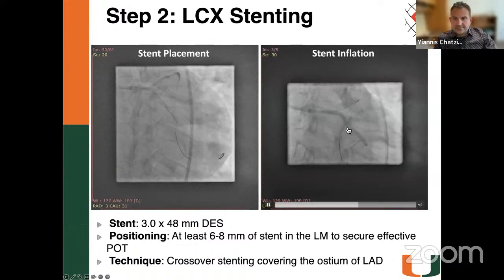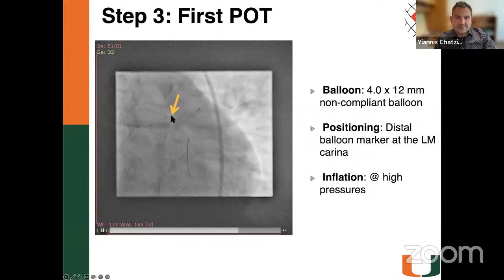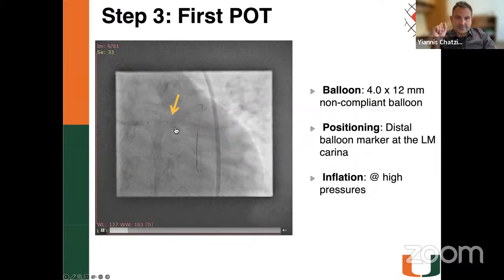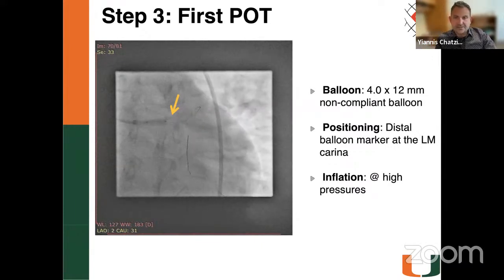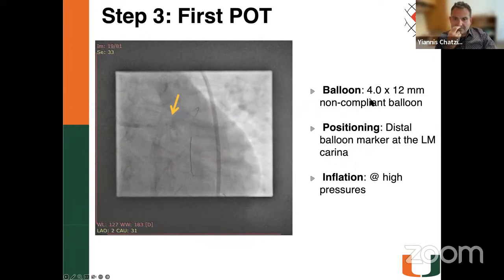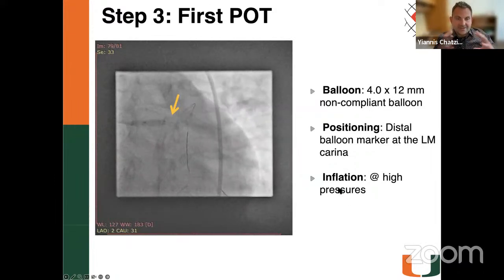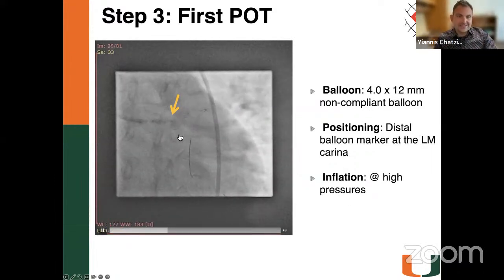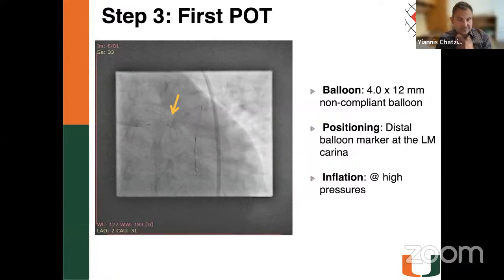You see here the stent inflation. Always the stent is sized to the distal main vessel. Then we do the first POT. Keep in mind that as shown here, the distal marker of the balloon should be at the carina, the left main carina. We go with a non-compliant balloon, 4.0 by 12. We always inflate at high pressures to oppose nicely the stent into the proximal main vessel, which in this particular case is the left main.